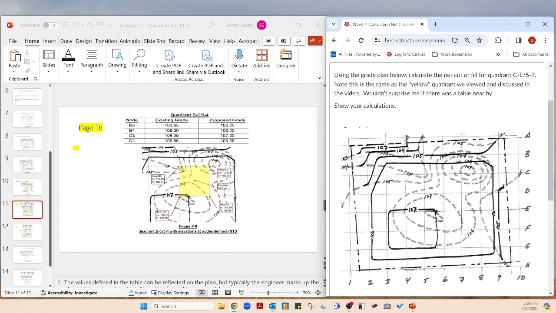And at node B3, the existing grade is 103.95. The proposed grade is 106.25. And I was trying to get you to interpolate. They're saying 103.95 for this is the same one they're talking about right here. To us, it's C5, but 103.95 is what they're saying it is.